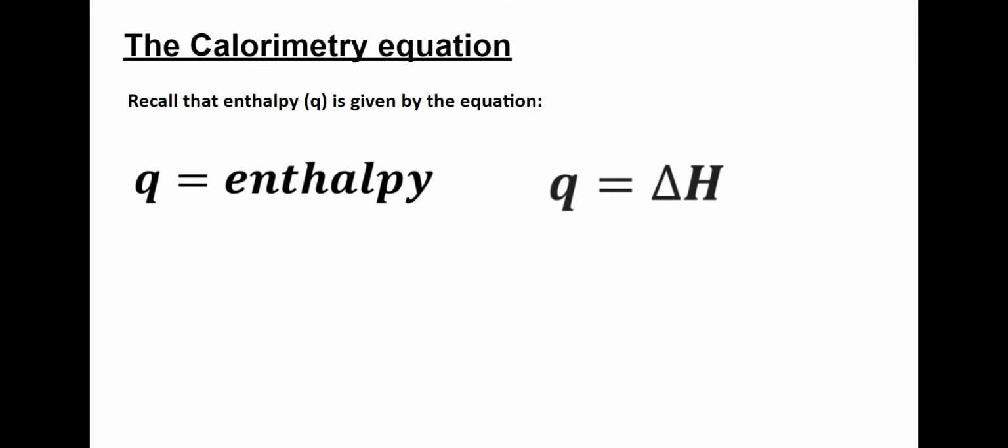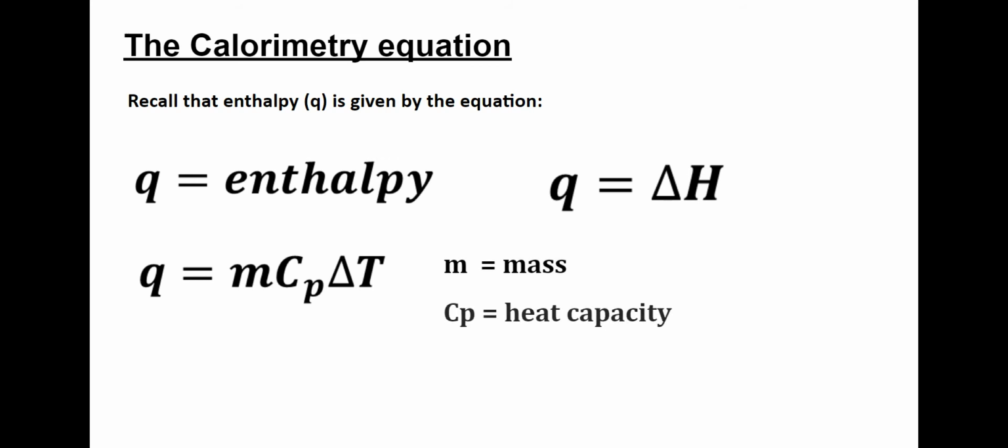Another equation that we're a little bit more familiar with. We can say that Q is equal to enthalpy. Q is sometimes equal to delta H. That's the equation that we're looking at. Q is equal to mCp delta T, where m is the mass, Cp is the heat capacity, and delta T is the change in temperature.